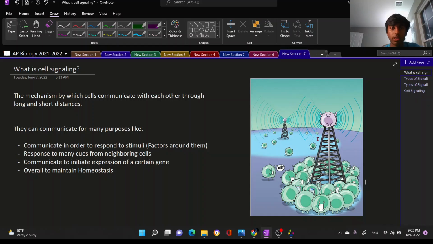They can communicate for many purposes, a lot of the time to respond to stimuli and external factors around them, sometimes even to respond to cues from neighboring cells. A lot of the time it's also to initiate gene expression of DNA, so basically to copy DNA into mRNA and create proteins, and overall to maintain a stable internal condition, or homeostasis.